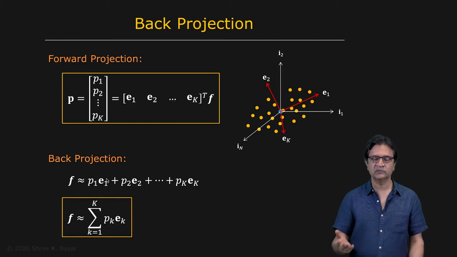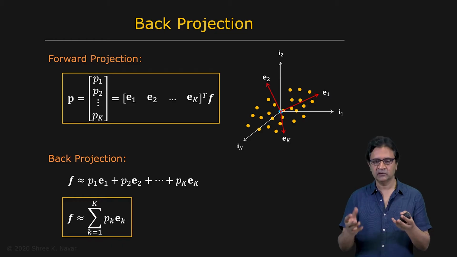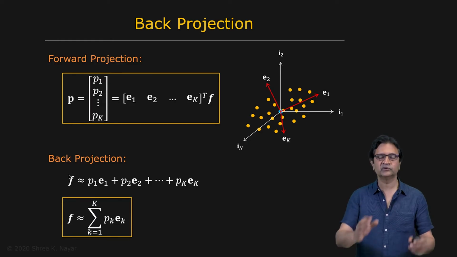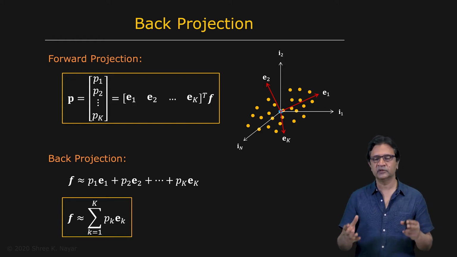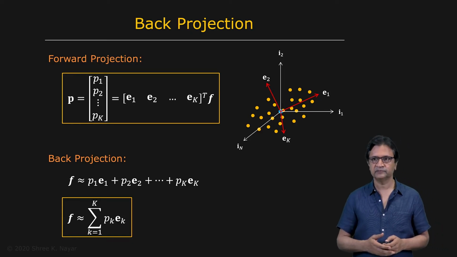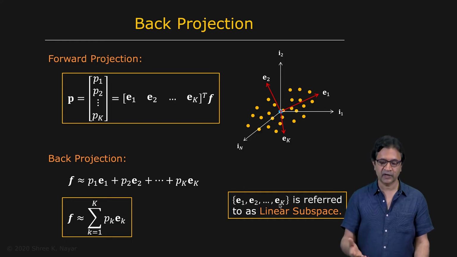And the reconstruction simply means that you take your principal components and you weight them and add them together. And the weighting is done by the coordinates of P, P1 through Pk, and that gives you an approximation to the original image F. It's not going to be exactly equal because when you go from a high dimensional space to a low dimensional space, you're going to invariably lose some information, but it gives you an approximation of that image. So it is this set of principal components, E1 through Ek, that we want to find.